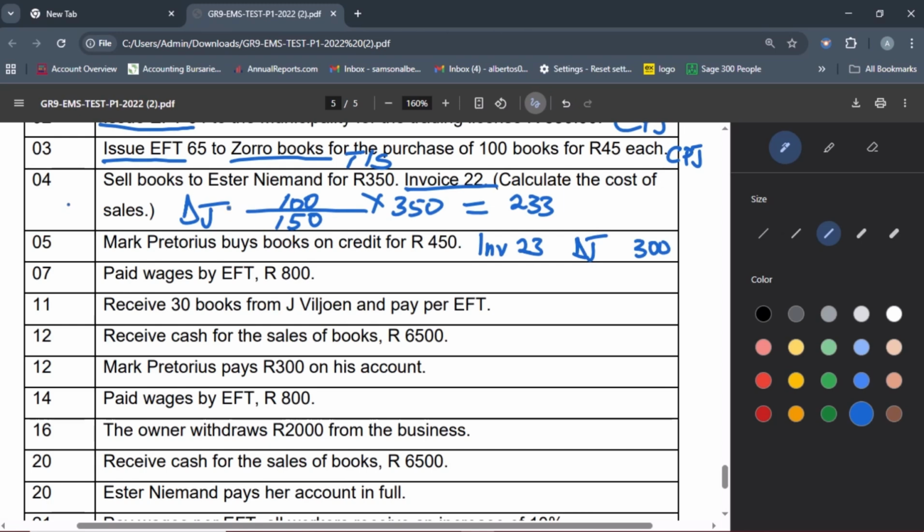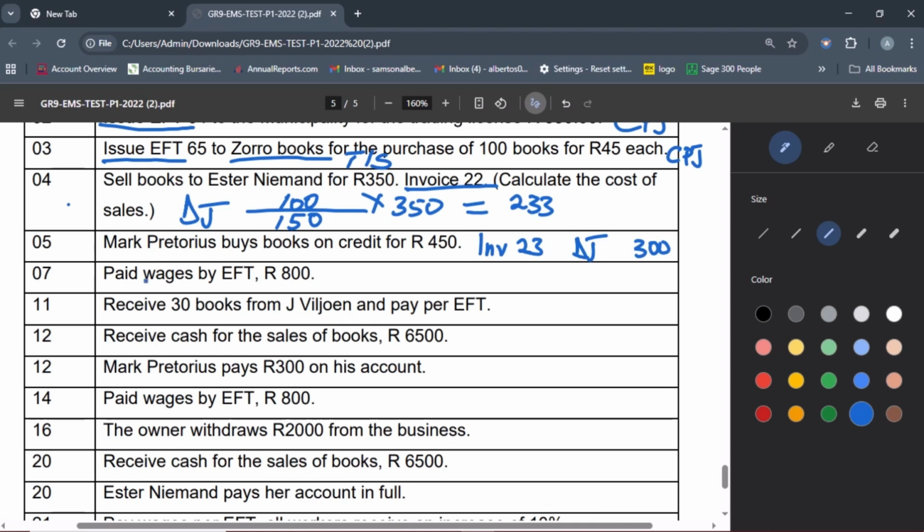So the first one, we're selling to Esther Nyman for 350. If you calculate your cost of sales, it is 233 comma something, whole number, 233. Here it is 299,9. So I have to round off as well, and that will give me 300. So those are the two entries there, which are challenging.